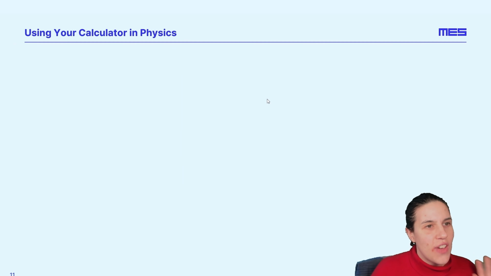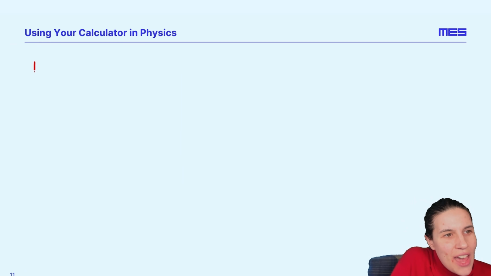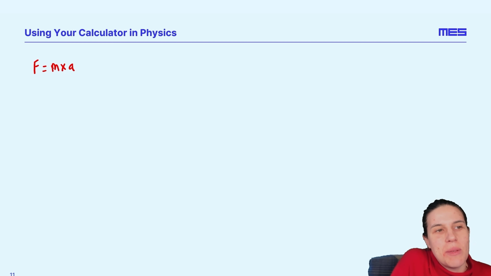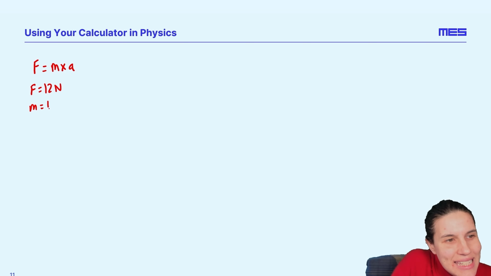We're going to start with my favourite equation, which is Newton's second law, okay? And Newton's second law, we all know it's F is equal to m times a. So that's force is equal to mass times by the acceleration. So I'm going to imagine that my force is 12 newtons, my mass is 18 kilograms, and I want to find what my acceleration is, okay?